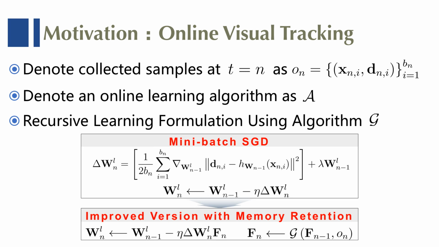In our work, we are the first to propose an improved mini-batch SGD algorithm for fully connected network learning in a recursive fashion without too much computational overhead. Its memory retention property can spontaneously reduce the risk of overfitting in online tracking.